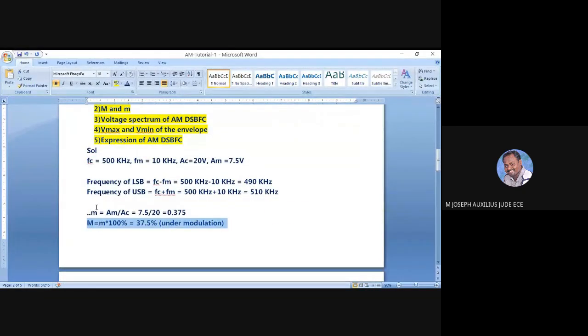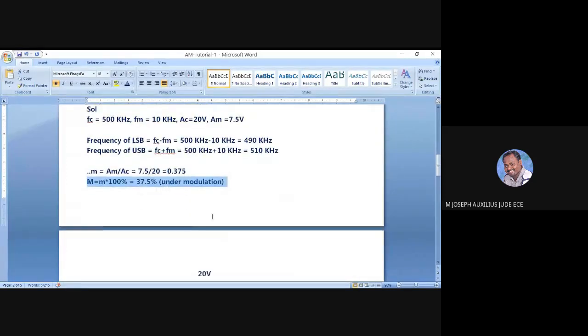So the modulation index formula is equal to AM by AC, that is amplitude of the message by amplitude of the carrier. Amplitude of the message is what? 7.5 volt. Amplitude of the carrier is 20 volt. So this is the value, it is 0.375. Percentage of modulation is 37.5%. So it is under modulation. Okay, the modulated signal is an under modulated signal.